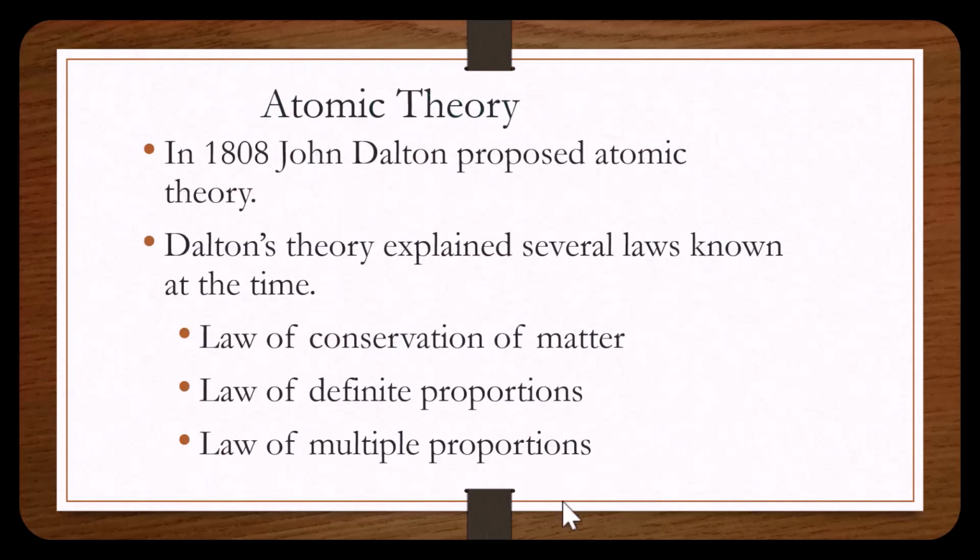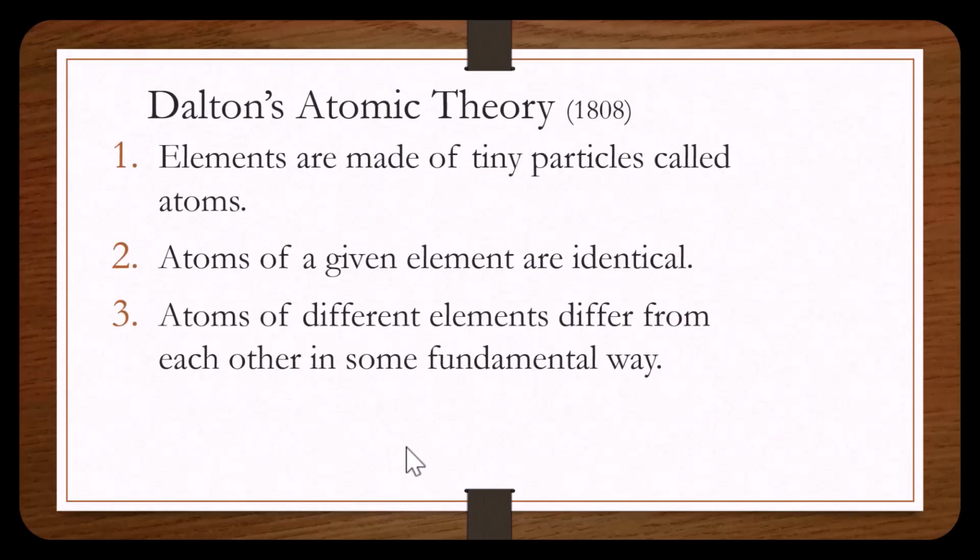In 1808, John Dalton proposed atomic theory. Dalton's theory explained several laws known at the time, which were the law of conservation of matter, the law of definite proportions, and the law of multiple proportions. The following is Dalton's atomic theory of 1808.